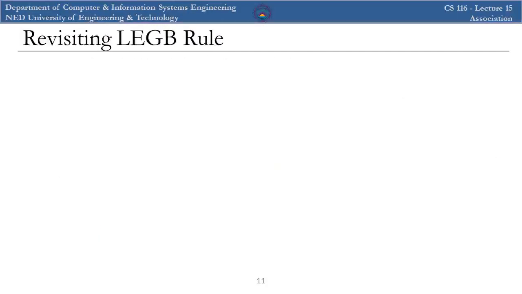Now if this LEGB rule doesn't work for class variables and instance variables, then why do we need to revisit this? Actually this LEGB rule still works for local variables, and if you can recall, local variables are the ones that are defined locally within the methods of a class. So let me show this to you through an example.